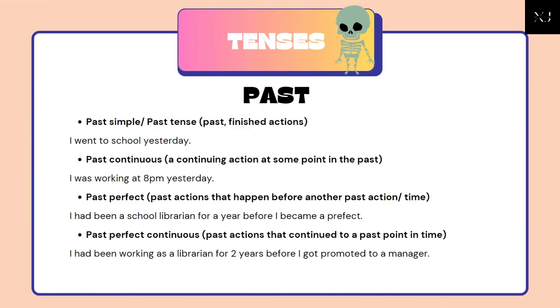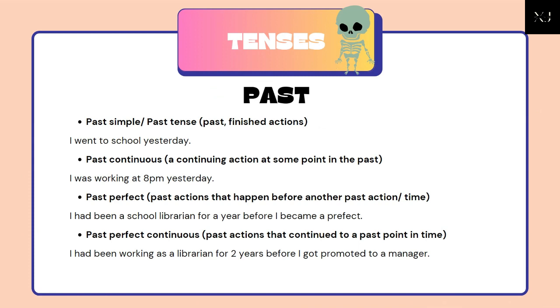Alright, so past tense is basically actions that you have finished, okay, in the past. I went to school yesterday. If it's present, it will be I go to school every day. Past continuous, they are a continuing action at some point in the past. I was working at 8 p.m. yesterday.